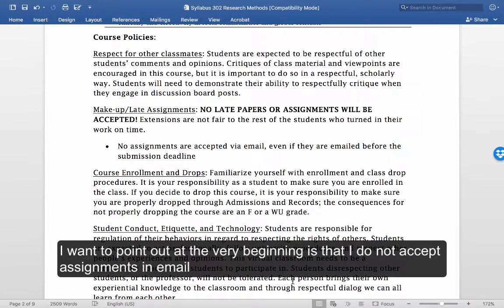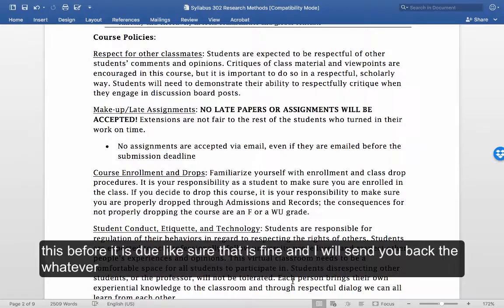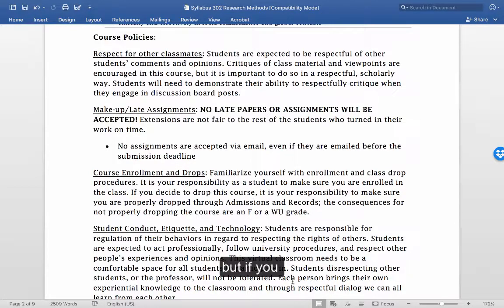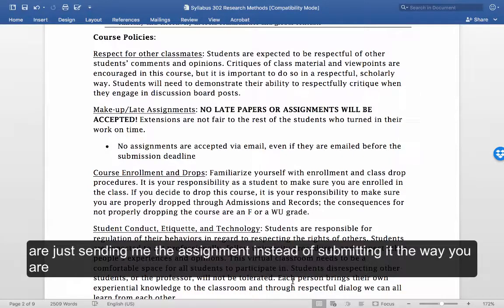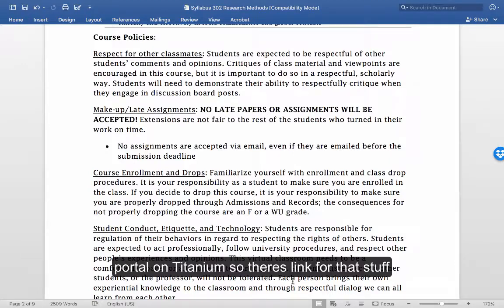So something that I want to point out at the very beginning is that I do not accept assignments in email, even if they're emailed before the submission deadline. If there's something you're like, hey, can you look at this before it's due? Like, sure, that's fine, and I'll send you back the whatever. But if you're just sending me the assignment, instead of submitting it the way that you're supposed to, all the assignments, which I'll discuss in a minute, should be submitted through the portal on Titanium. So there's like links for that stuff.